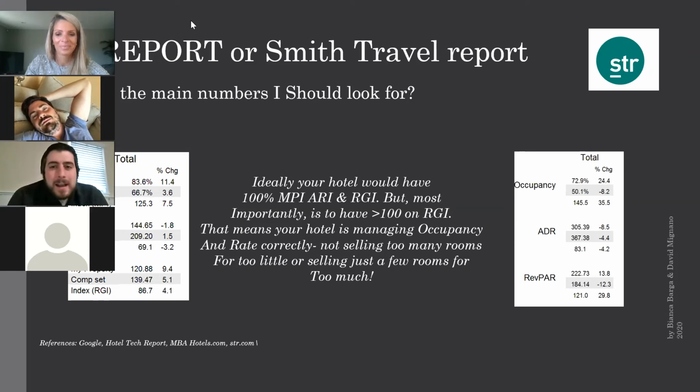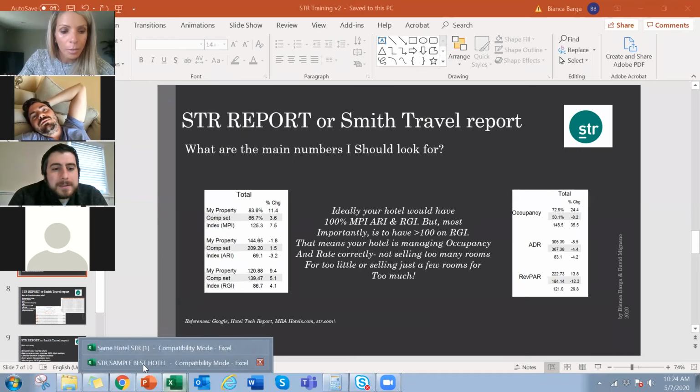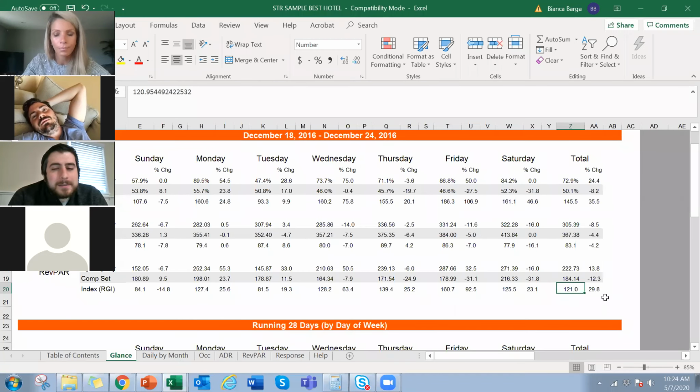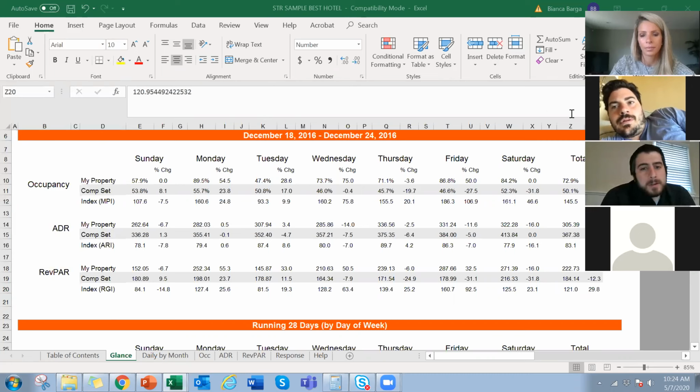So the next slide should be showing us, see as it comes through. Yes, and I'm going to get the report for you. And again, this is our first time running these through, so just kind of bear with us. But again, this is our sample hotel. So this is the hotel that did really good. And as you can see here, this is showing us by day of week. So every week, as Bianca said, the report comes out on Tuesday. It shows us the previous week. This is the main glance tab.